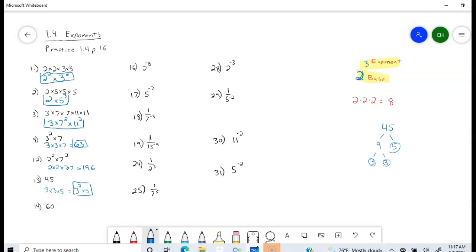So on 60, it would have been 2 times 2 times 3 times 5, which is equal to 2 squared times 3 times 5.